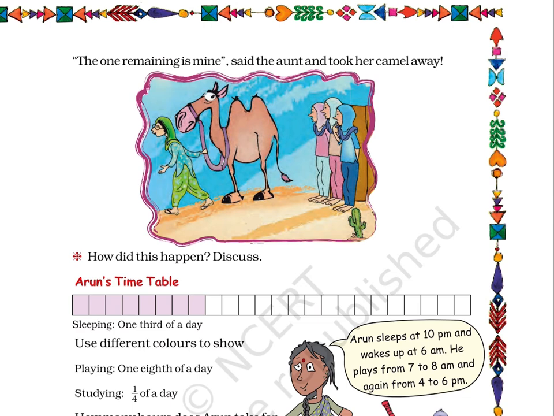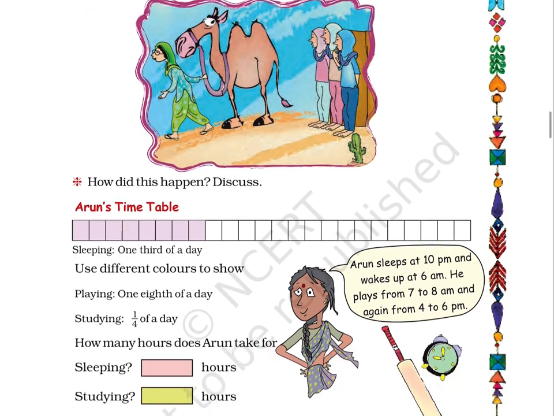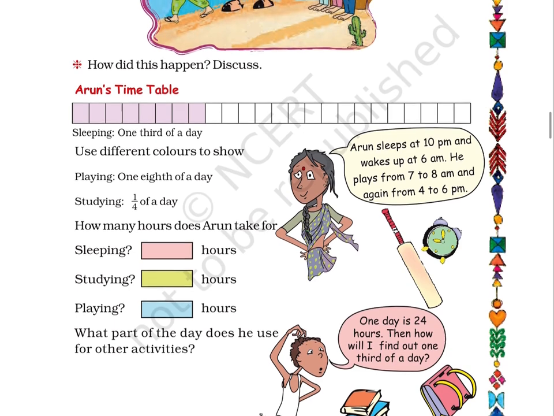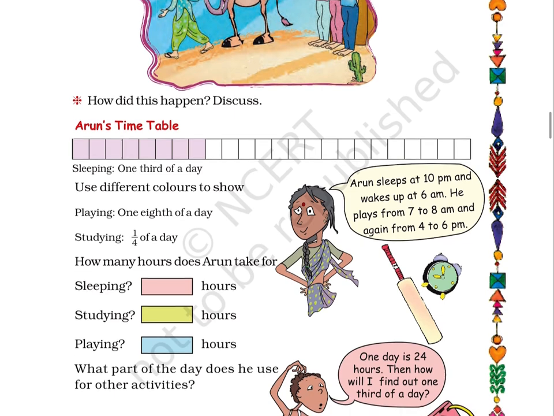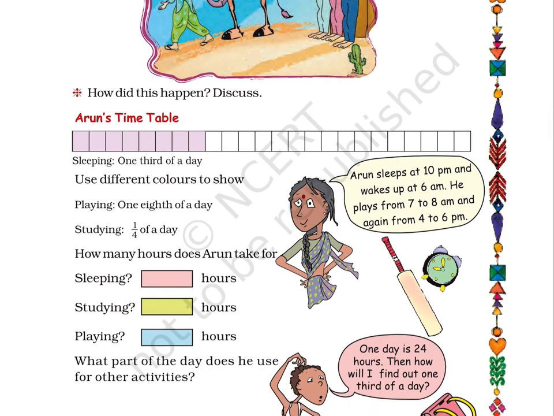Arun's timetable. We see a large horizontal strip which is divided into many small strips by vertical lines. The first few strips have been colored pink. That shows sleeping 1/3 of a day. Use different colors to show playing 1/8 of a day, studying 1/4 of a day.